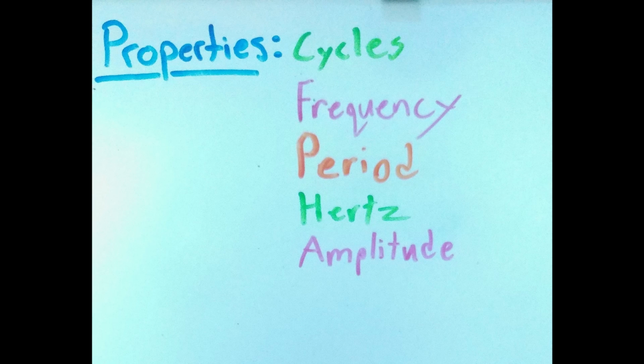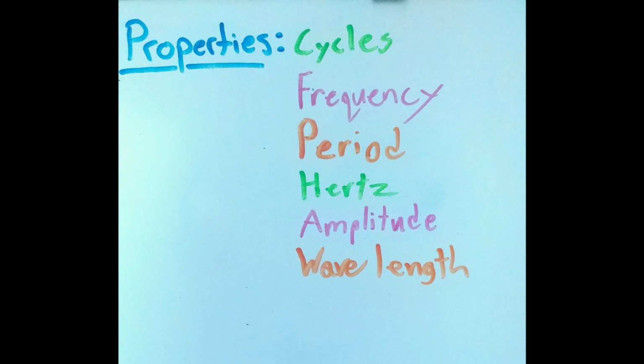Amplitude is the distance from the axis to either a crest or a trough. Then we have the wavelength, which is the distance covered by one cycle and is a measurement from one peak to another.